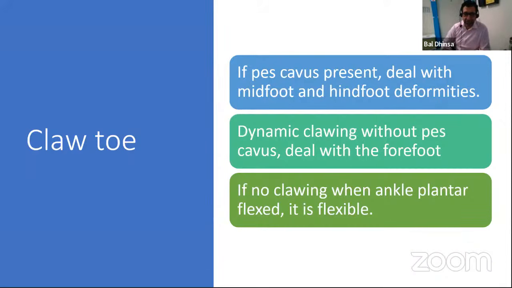And now we move on to claw toes. It's important to examine the patient and to determine which way you're going to go in regards to management of this. If there's a pes cavus present, it's important to deal with the midfoot and hindfoot deformities initially. This will often settle the clawing. If there's dynamic clawing without a pes cavus, you concentrate on the forefoot. And if there's no clawing when the ankle is plantar flexed, it's certainly a flexible deformity, and then you can manage it with soft tissue type procedures and joint preserving.